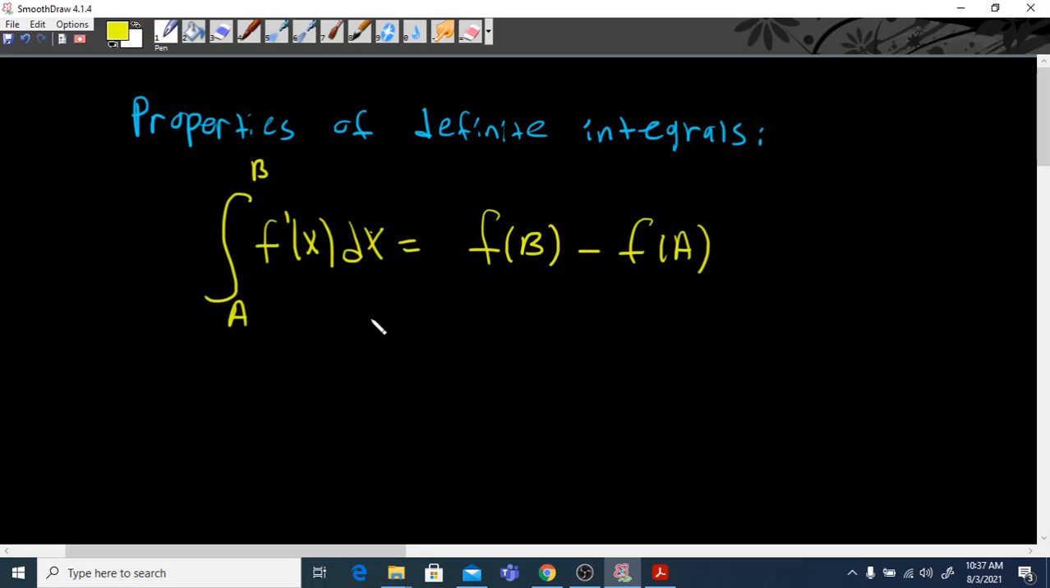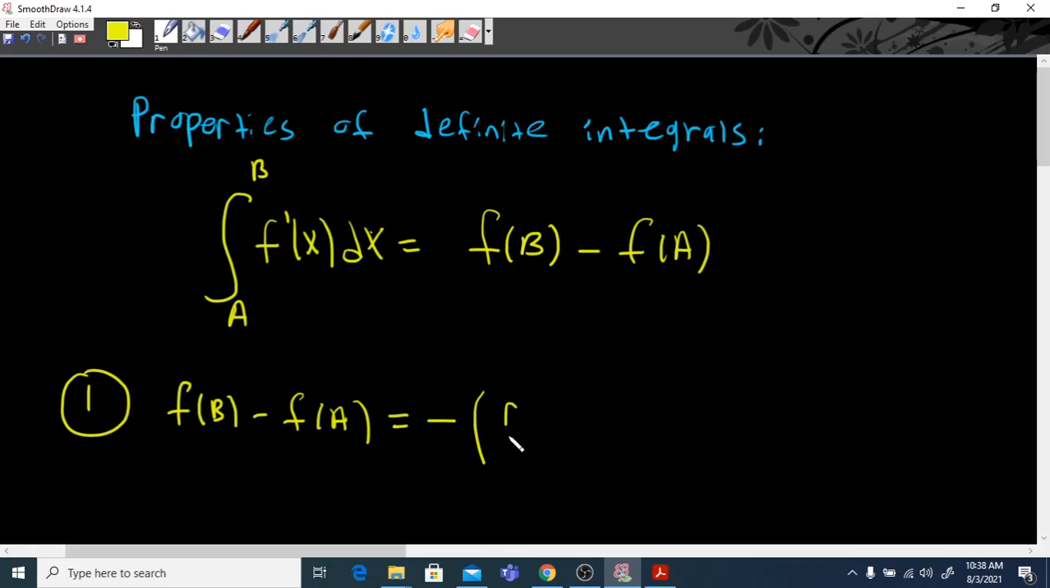So the first thing I want us to notice is the following: f at b minus f at a is the negative of f at a minus f at b. If you're not sure about this, then just distribute. Negative times this will be negative f at a. Negative times negative will be a plus f at b.